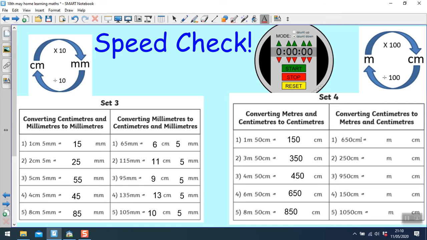And then going the other way, dividing by 100. So 650 divided by 100 is 6.5 or 6.50. That's 6 metres and 50 centimetres. 2.50, that's 2 metres and 50 centimetres. 9.50 is 9 metres and 50 centimetres. 1.50 is 1 metre and 50 centimetres. And this is 10 metres and 50 centimetres. Well done if you got those right.